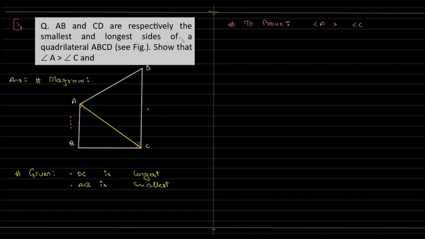Now your first clue will be, see, I happen to do a construction. So the construction is join AC. So when we join this, angle A got divided into angle BAC plus angle CAD, and angle C got divided into angle BCA plus angle ACD. So it got divided into two sets of angles over here and over here.